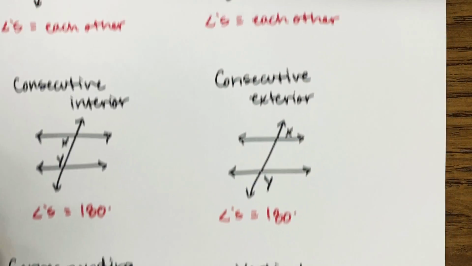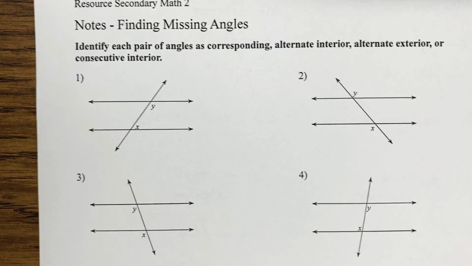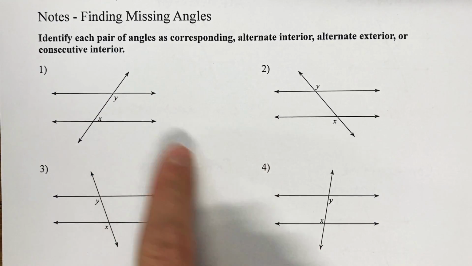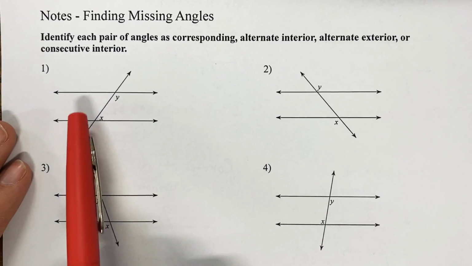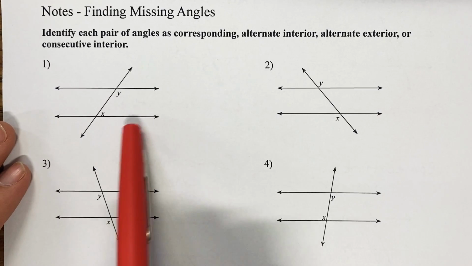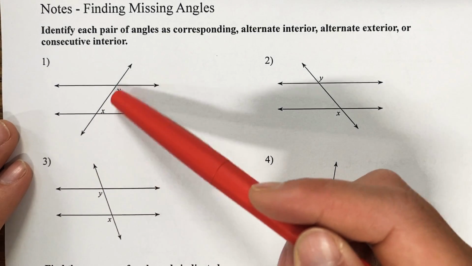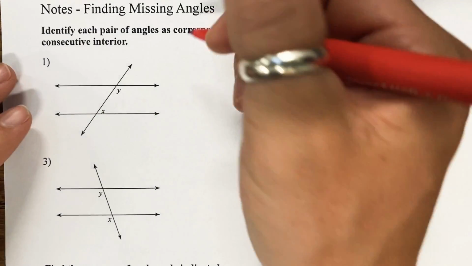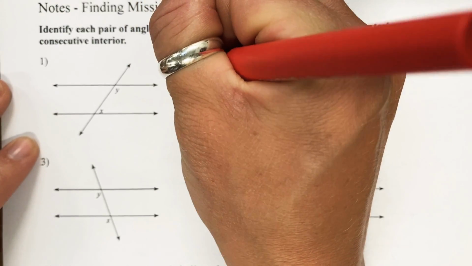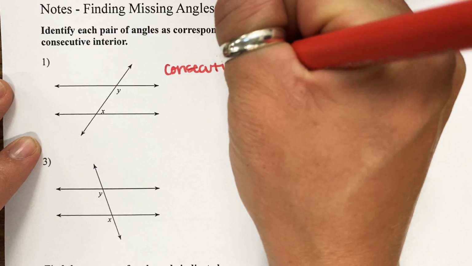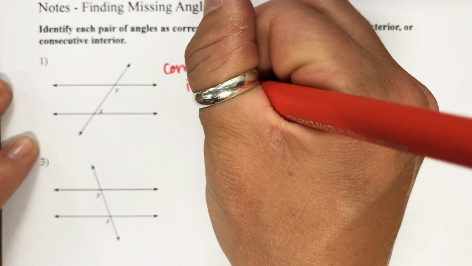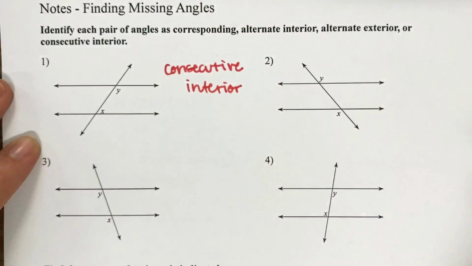All right, so now that we've talked about all of our different relationships, let's go ahead and flip it back over. And let's identify, so on 1 through 4, we're asked to identify what these relationships are. Okay, so let's look at number 1. Let's ask ourselves, I see that they're on the same side, they're both on the right side. So that tells me consecutive. And they're both on the inside of my parallel lines, so that tells me interior.